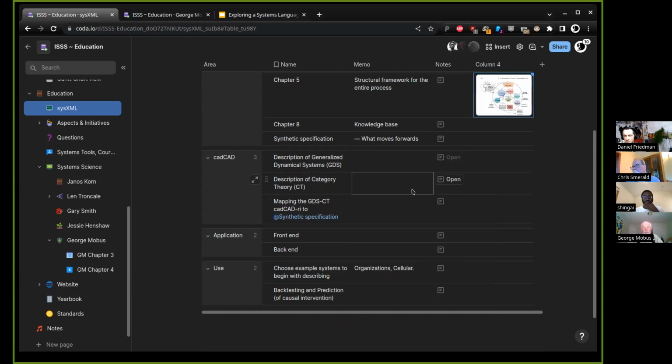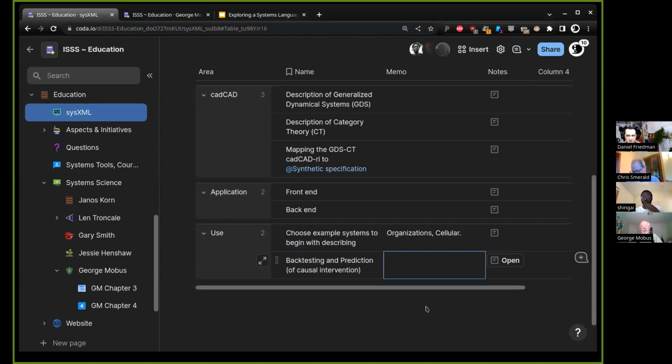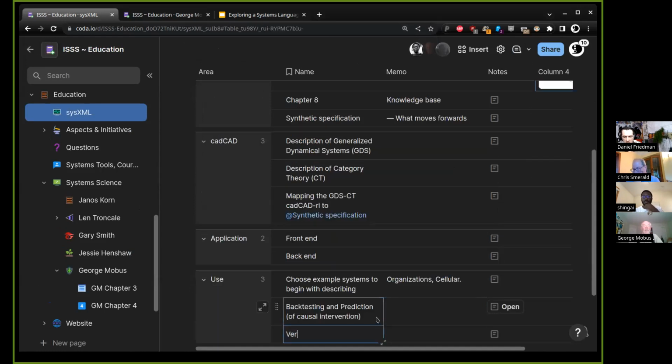Well, I don't know. Would this go in the use to? I can't read it. Backtesting and prediction. Testing and prediction. Okay. Yeah, and verification. So any of those. Yeah, life cycle engineering.